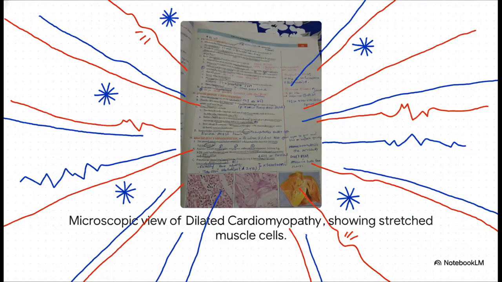And right here, this is what it actually looks like under a microscope. You can see how the muscle fibers, instead of being thick and packed together, have become all thinned out and stretched apart. This is the reality behind that stretched rubber band idea, a heart muscle that has literally lost its power at the cellular level.